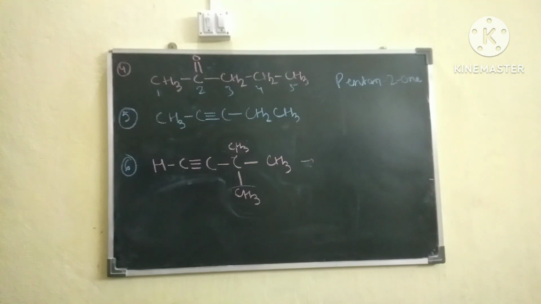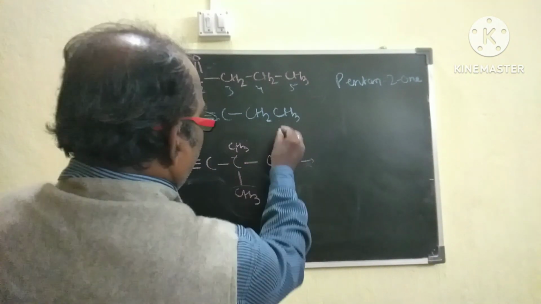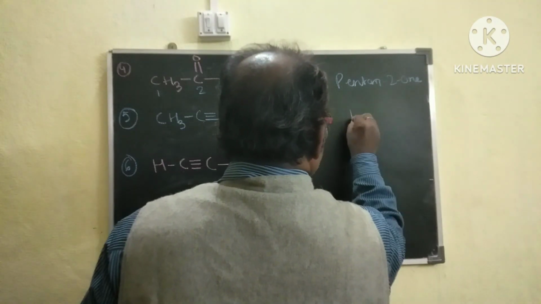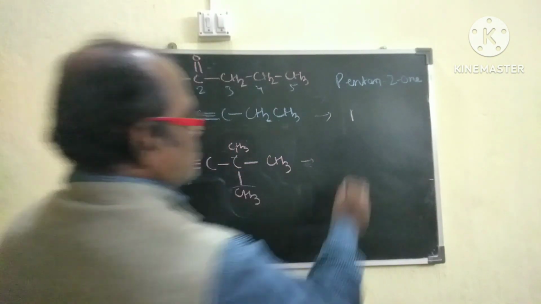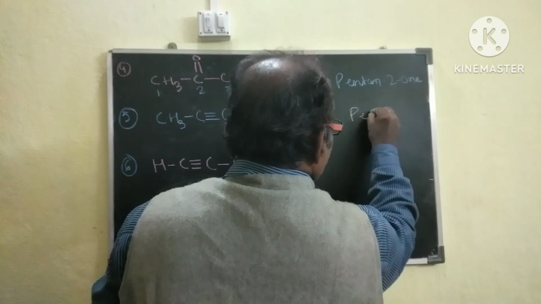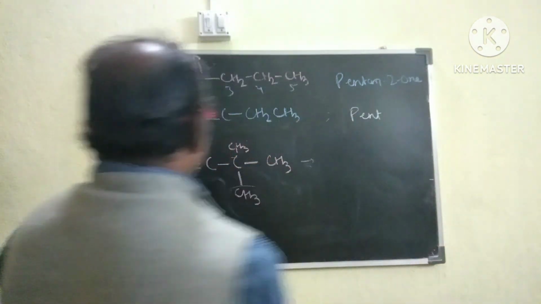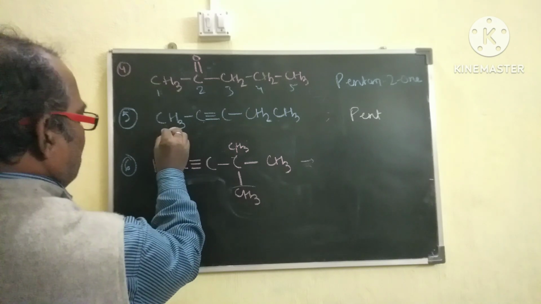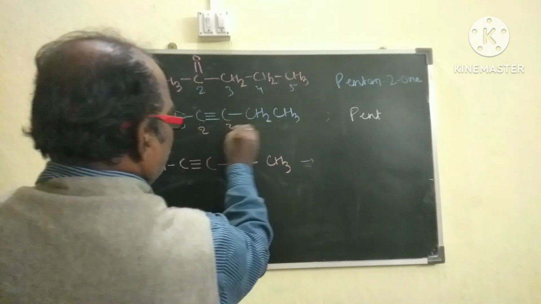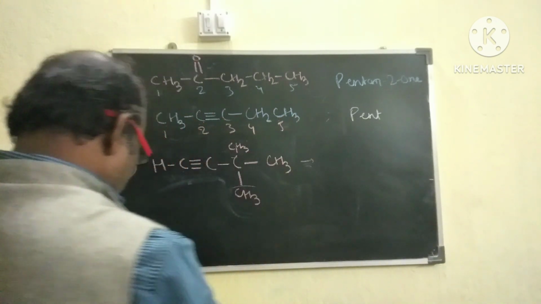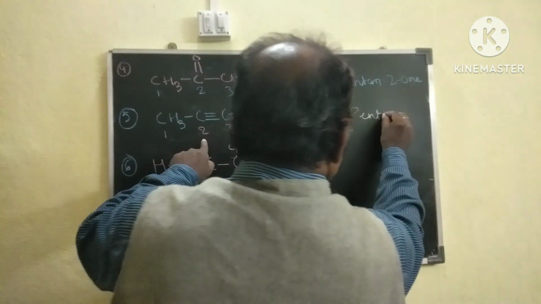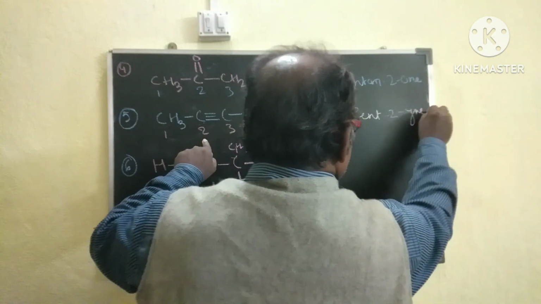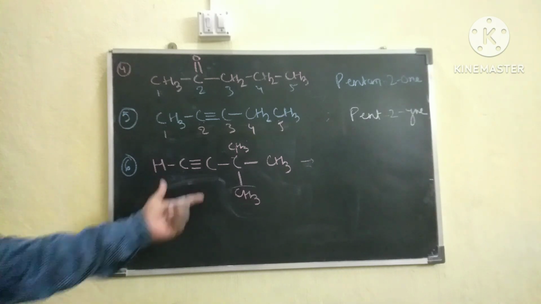Next, for this we are going to see here. The number of carbon atoms is 1, 2, 3, 4, 5. Since there is a triple bond, we write pent. Then the carbon atoms from left to right are 1, 2, on the second carbon atom, 3, 4, 5. So we are writing pent-2-yne.